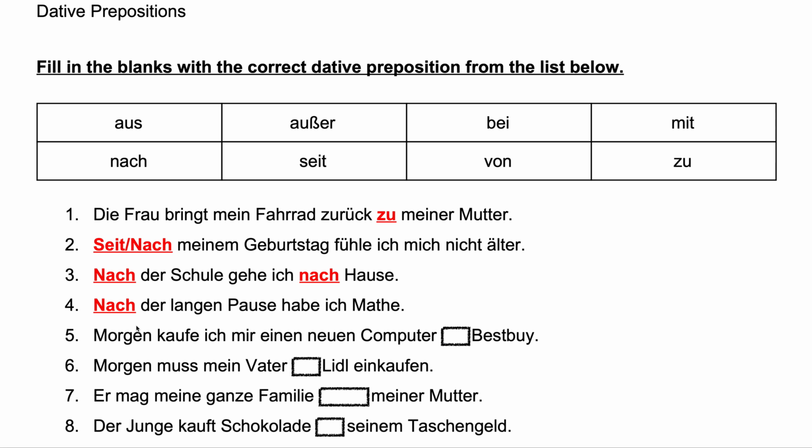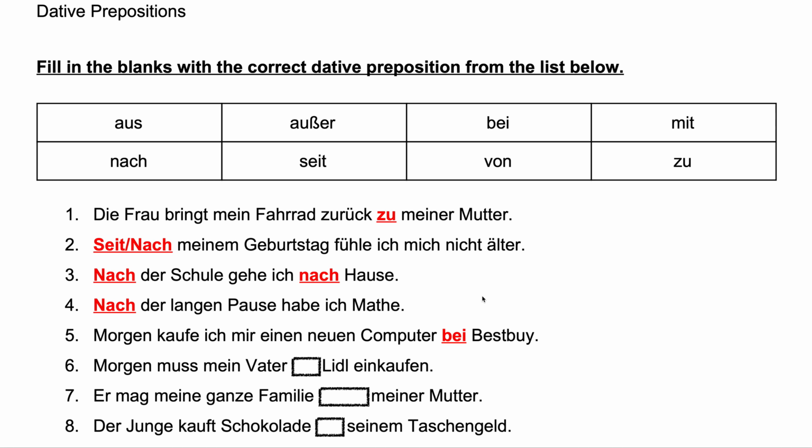If you were buying something at a particular place, you could use bei here. You could say von Best Buy, but it's generally not as accepted. So bei is at Best Buy, von is from Best Buy. Either one of them technically are correct. I would use bei here. Nummer 6. Morgen muss mein Vater blank Lidl einkaufen.